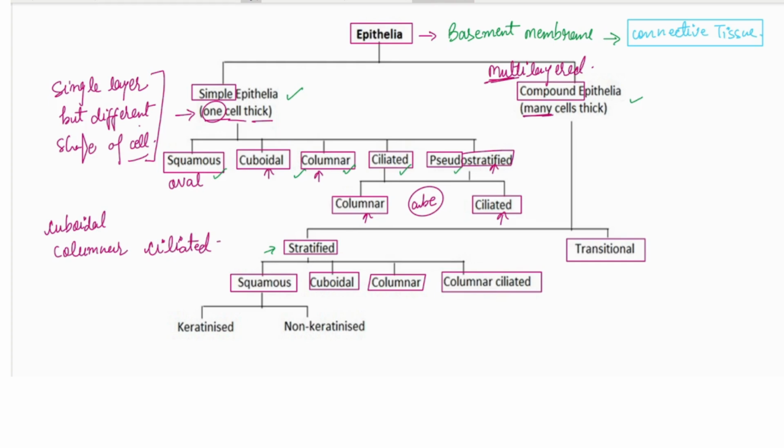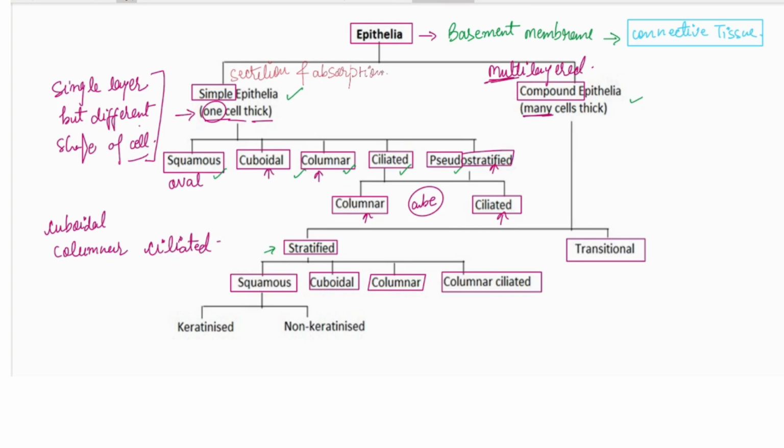So simple epithelium occurs for secretion and absorption, as we have seen, but the compound epithelium is not for secretion and absorption. It gives chemical, thermal, and mechanical support. Let us see their functions. The simple epithelium function, as I told you, is secretory. It is for secretion and absorption. But what about the compound epithelium?